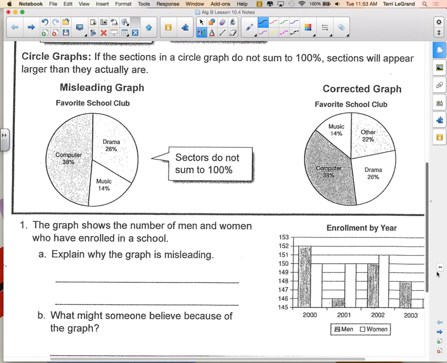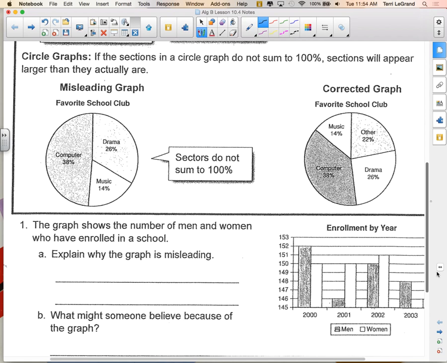Because it fills almost half of the circle, doesn't it? Yeah. It appears to be almost 50%, but it's really only what? 38%. About what? Instead of half of the kids being in computer club, about how many actually are? About 3/4. Okay, here's the real one.